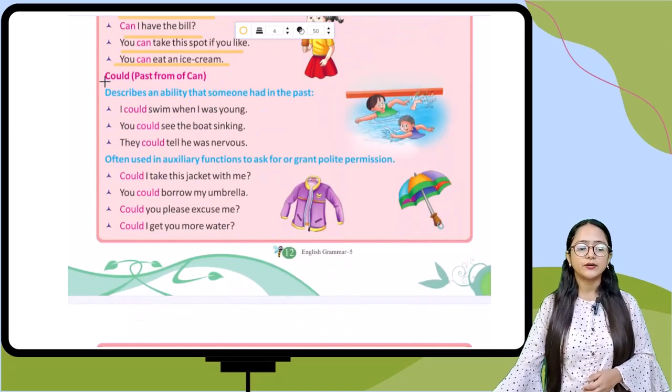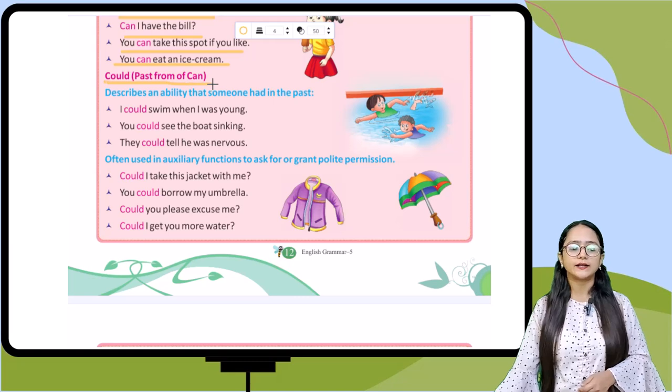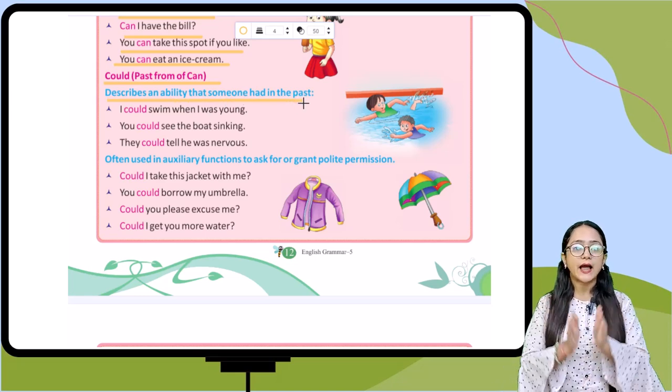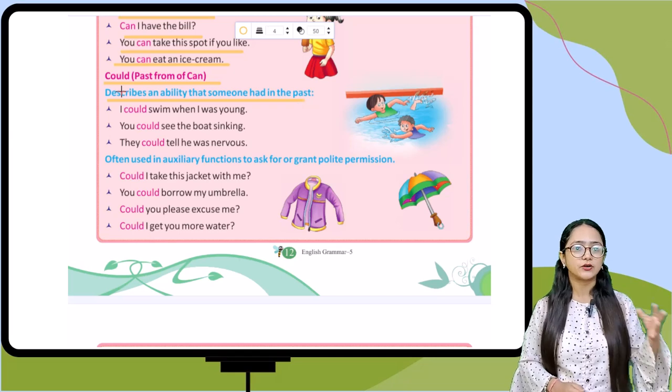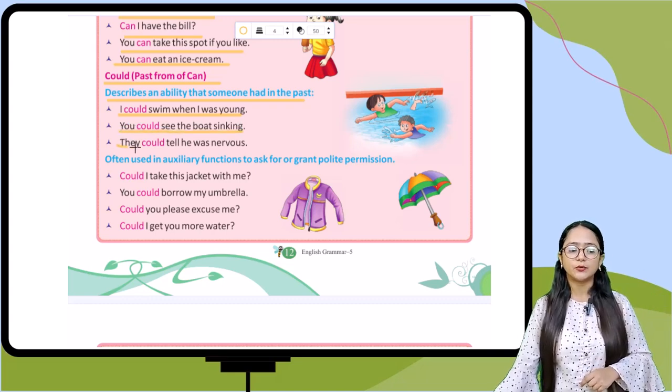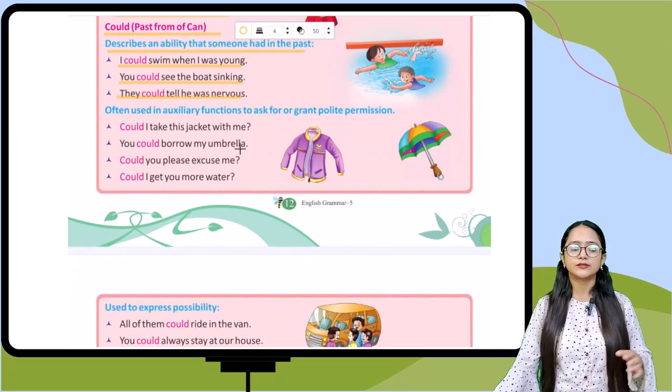Now let's talk about another modal, that is could. Could is the past form of can. The first use describes an ability that someone had in the past, not right now. For example, I could swim when I was young. So it is talking about past ability. Next one, you could see the boat sinking. Next one, they could tell he was nervous. So this was the past one.